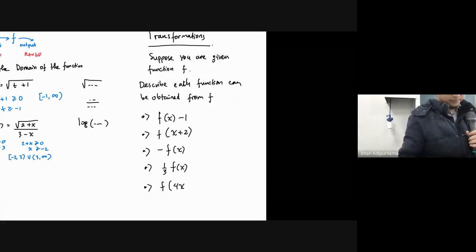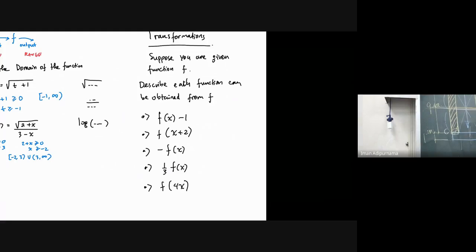Let's say it's five functions. Okay? So what you need to do is explain, if you already have the default function f, and you have f of x minus 1, f of x plus 2, minus f of x, and then 1 over 3 f of x, and f of 4x, okay? How do you describe all these functions?